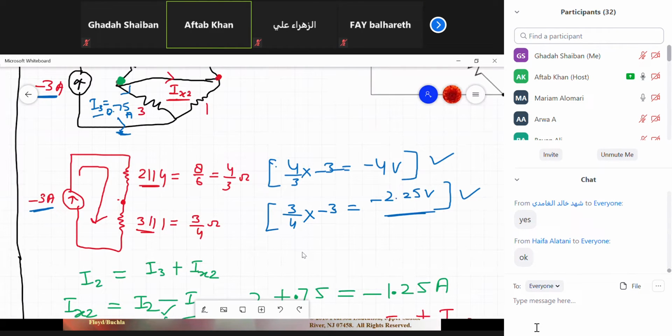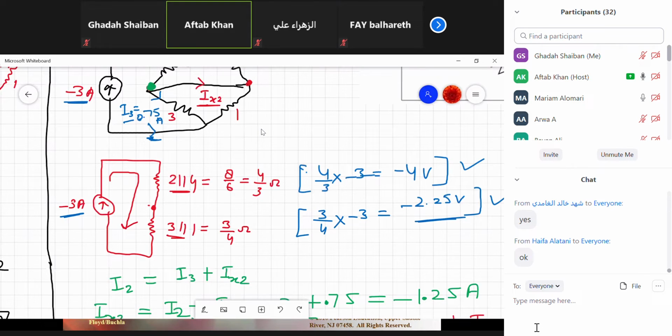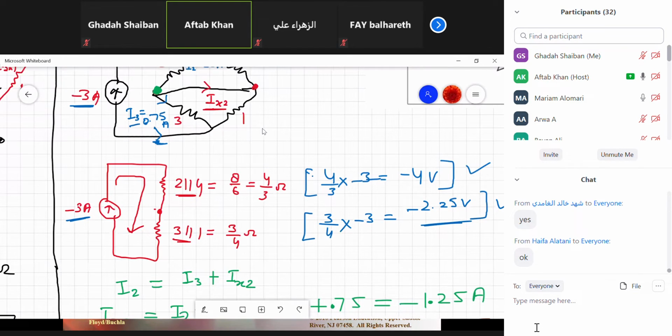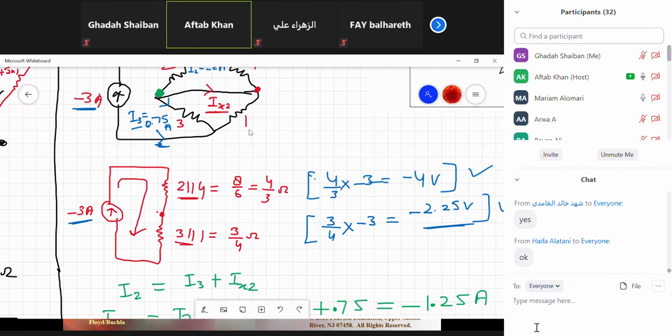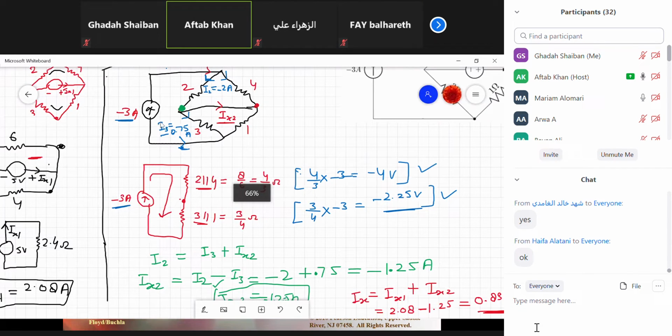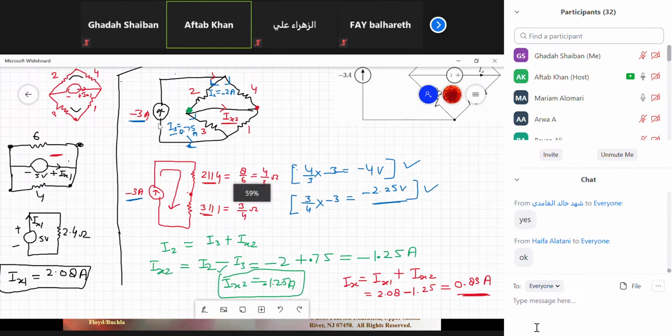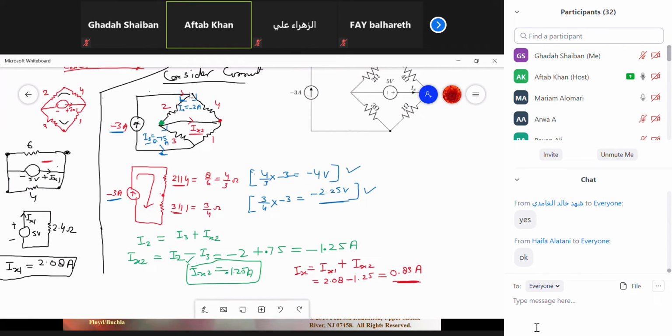So can we apply KCL here? What is KCL? Kirchhoff's current law at the green point. At the green point, you can see this current is incoming, this current is outgoing, and this current is outgoing. So I can apply KCL: I2 equals I3 plus Ix2, and I can say Ix2 is equal to I2 minus I3.